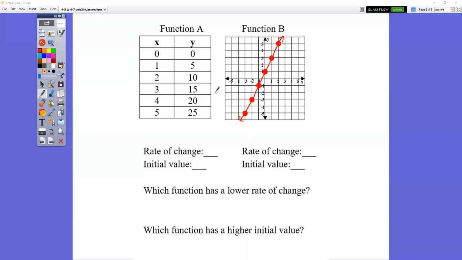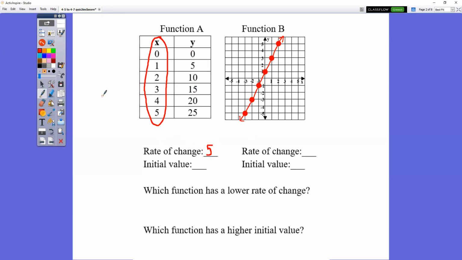All right, so let's look at function A and B. Let's look at function A first. In function A, notice that your X column is going by ones. Remember that anytime the X column goes by ones, you can just look for your rate of change as the pattern going down the Y column. So 0 to 5 to 10 to 15 to 20 to 25. What are we doing each time? We are adding by 5. So your rate of change for function A would be 5.